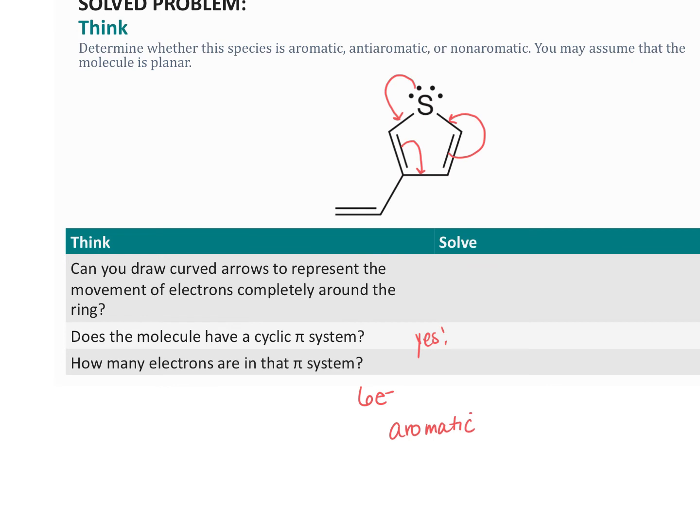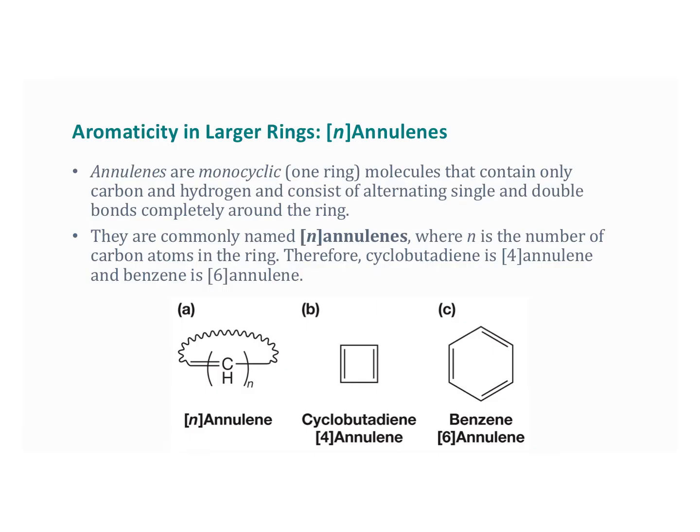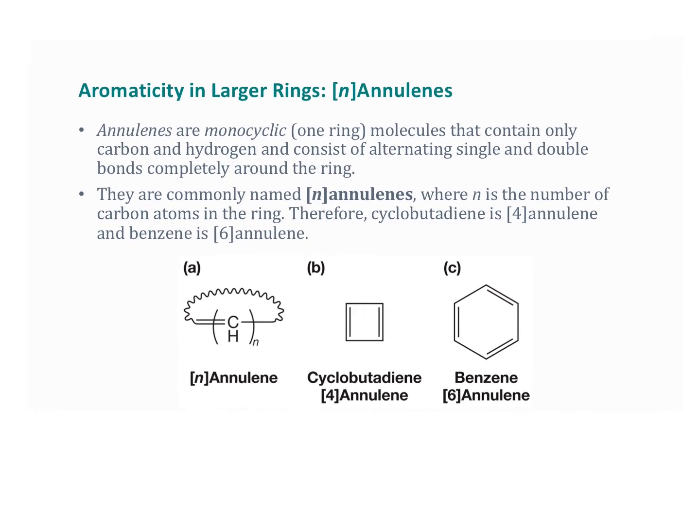Now, notice that for the ring to be aromatic, that external carbon-carbon bond here is treated as a separate pi system, okay? So this is an aromatic molecule, and we just ignore those 2 pi electrons with our count. Now, we can also have aromaticity in larger rings.